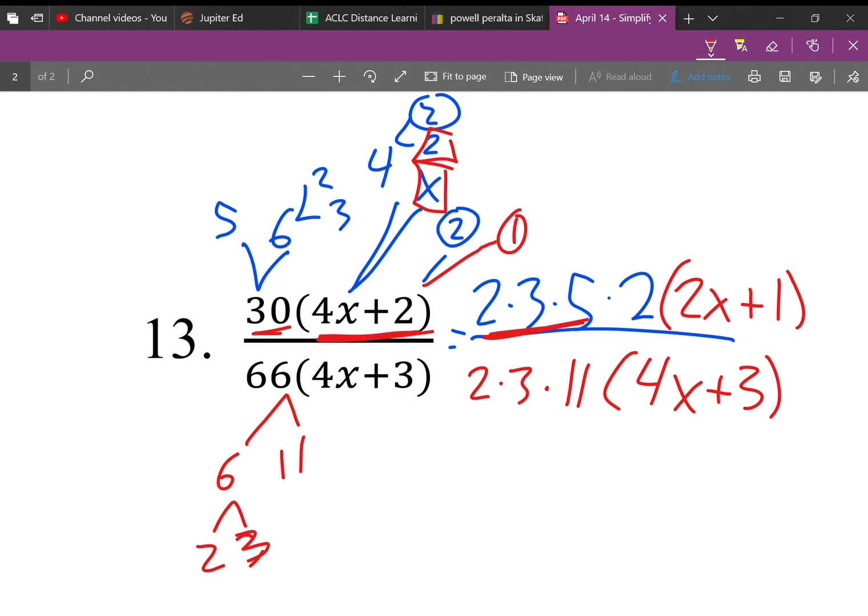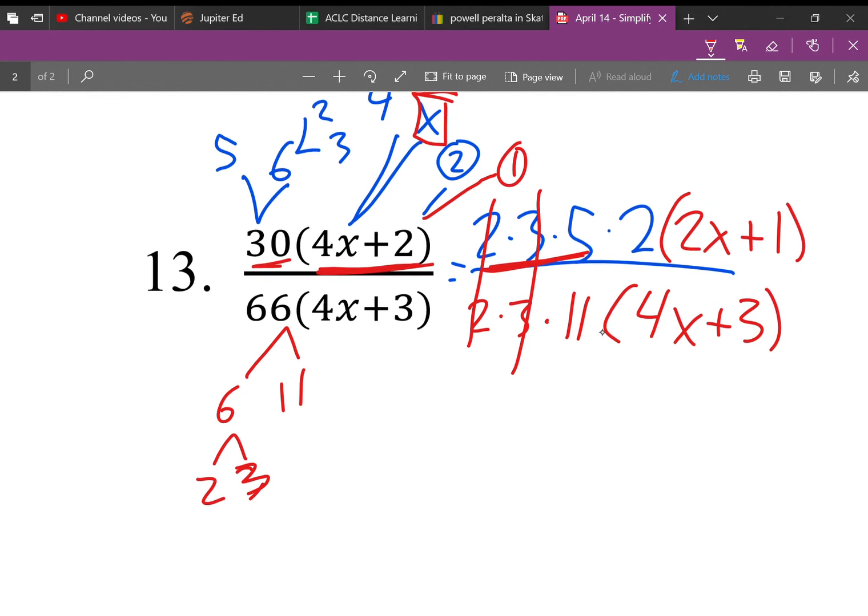So a lot of factoring in this problem. It probably didn't look this hard when we started. I'm ready to start canceling things though. So what I can cancel here is a pair of 2's and a pair of 3's. And that's it, right? The 5 and the 2 are not going to cancel with the 11. And the binomial 2x plus 1 and binomial 4x plus 3, they don't cancel each other out because they're not identical.